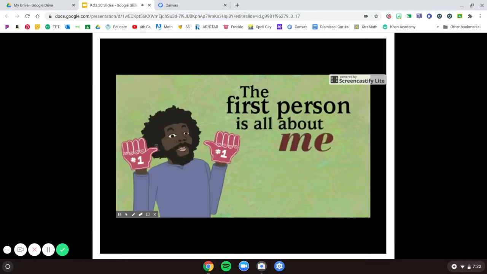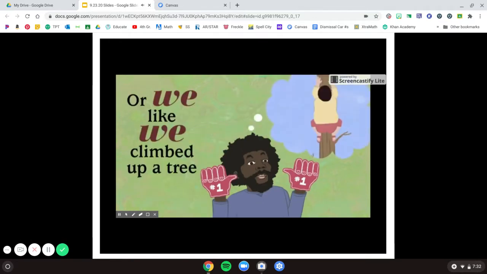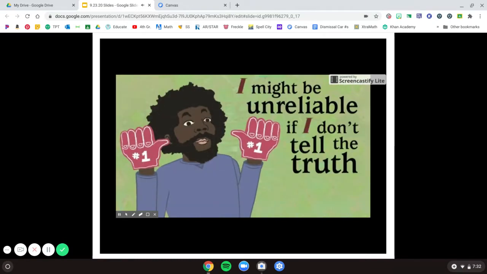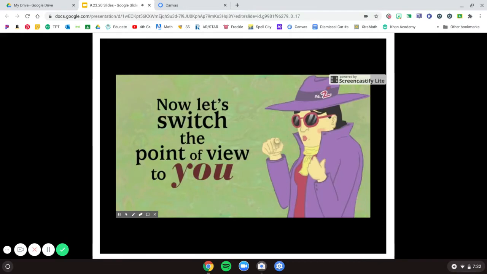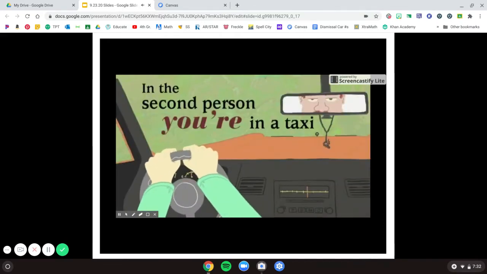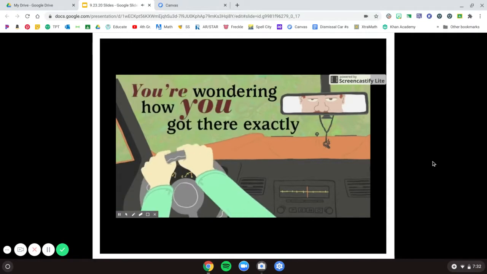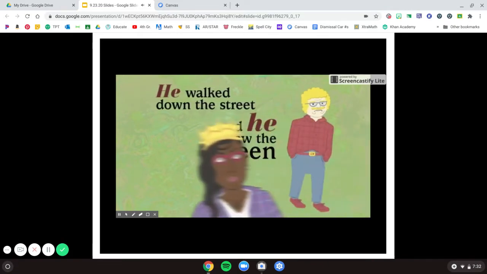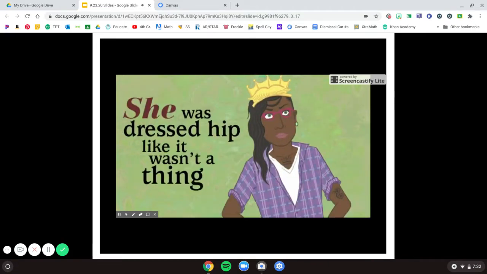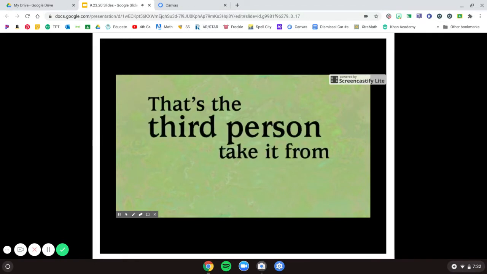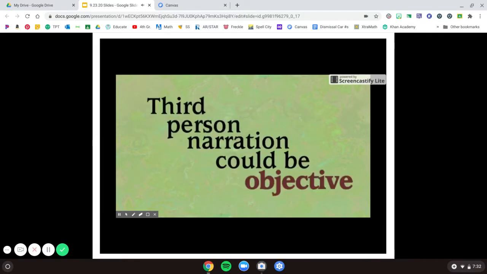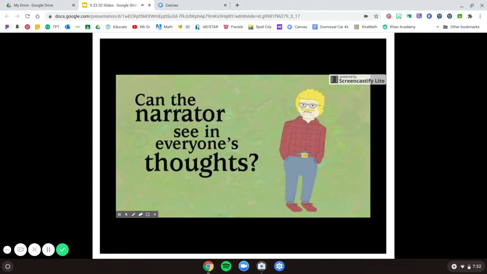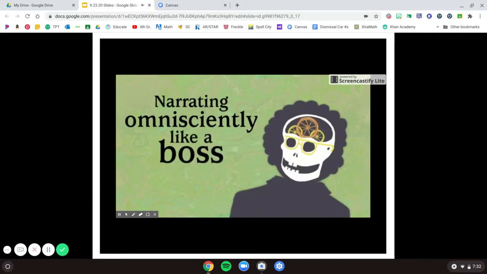The first person is all about me, or we, like we climbed the tree. I closed my eyes and I felt the breeze. I might be unreliable if I don't tell the truth. Now let's switch the point of view to you. In the second person, you're in a taxi. You're wondering how you got there exactly. The third person is he or she. He walked down the street and he saw the queen. She was dressed hip like it wasn't a thing. That's the third person, take it from him. Third person narration could be objective, omniscient, or from a limited perspective. Can the narrator see in everyone's thoughts? Narrating omnisciently like a boss.